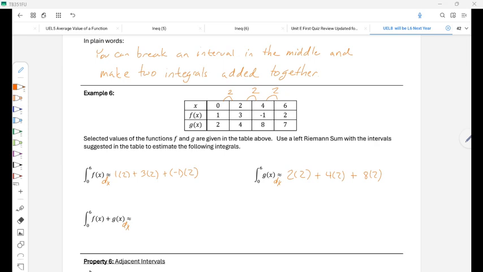Okay, so let's take a look at f of x plus g of x. So I want to treat this like the function f of x plus g of x, which would be the two numbers added together. So if I was treating it just that way, I would be adding up the two values of f of x and g of x and then multiplying by 2. So one way to write this Riemann sum directly would be 3 times 2 plus 7 times 2 plus another 7 times 2.